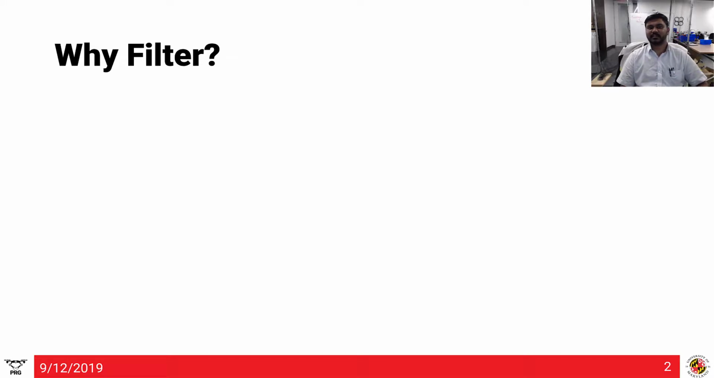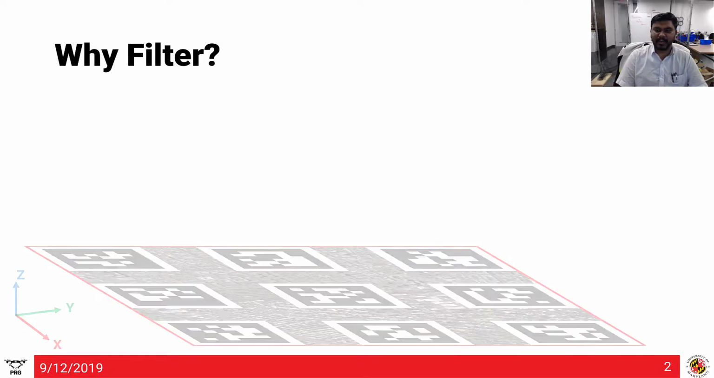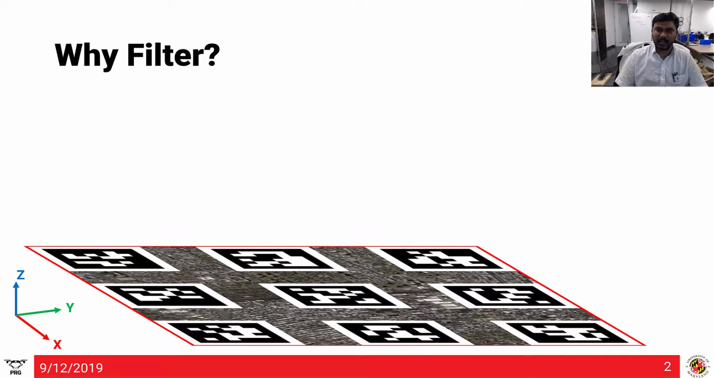So the first question is, why filter? Let's go through a story first, and then we take a ride and think about why we need to filter. It's the apocalyptic year 2050 and GPS is down. The only way to localize yourself is to detect the giant April tag marking on the ground. Now, imagine that you have a quadrotor flying over this apocalyptic April tag city, as shown here.